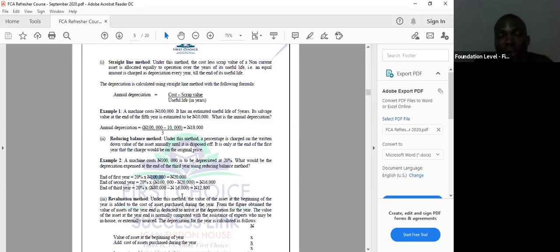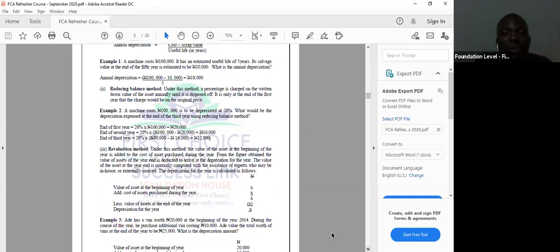Now the accumulated depreciation means the depreciation that you have charged over the years, and that will be 20,000 plus 16,000. 20,000 plus 16,000 will give us what? 36,000. 100,000 minus 36,000 will give us what? Will give us 64,000. And 64,000 times 20% will give us what? 12,800. Then you are good to go.